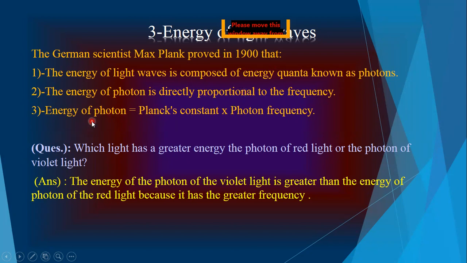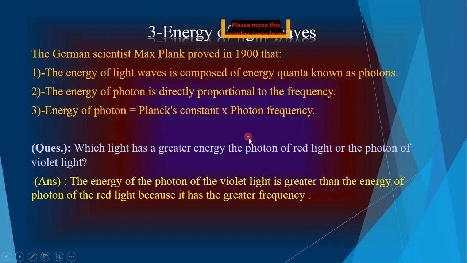استنتج من هنا قانون إن energy of photon equals constant times photon frequency. عشان كده العلاقة ما بينهم تبقى directly. When the frequency increases, the energy increases. سمى الكونستانت على اسمه Planck's constant. طيب, question. Which light has a greater energy, the photon of a red light or the photon of a violet light?